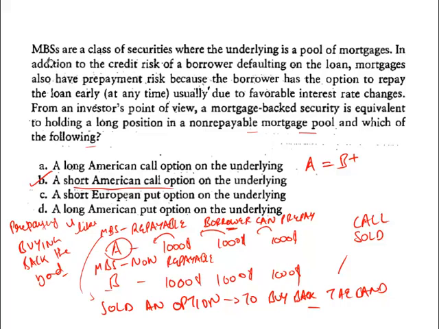We will discuss mortgage-backed securities in a little more detail in the coming slides. But for now, just understand that the behavior will be the same as that of a mortgage. So a mortgage-backed security has the underlying as a pool of mortgages. So a mortgage also contains a short American call option on the underlying. So it is equal to B plus a short American call option.